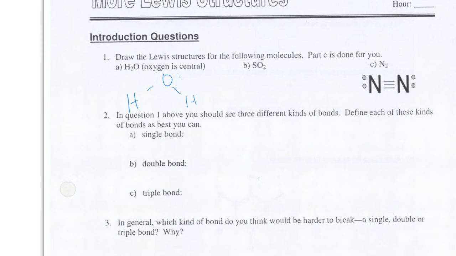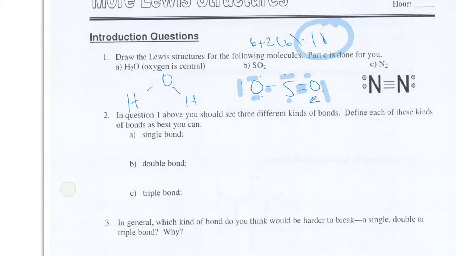H2O, we already said, was drawn like that. SO2 is 6 plus 2 times 6 is 18. So S, single bond's not going to work. Oh, too many. All right, so we got 2, 4, 6, 8, 10, 12, 14, 16, 18.